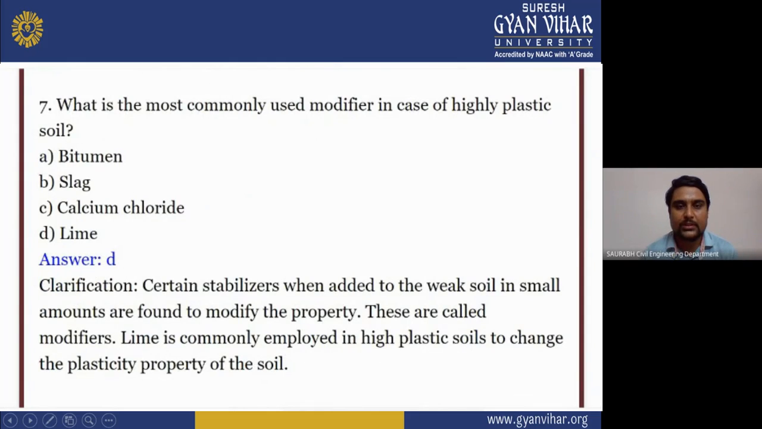What is the most commonly used modifier in the case of highly plastic soil? Bitumen, slag, calcium chloride, lime. Here the right answer is lime. As we know, certain stabilizers, when added to weak soil in a small amount, are found to modify its properties. These are called modifiers. Lime is commonly employed in highly plastic soil to change the plasticity properties of the soil.